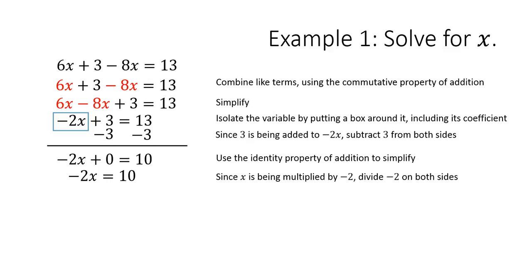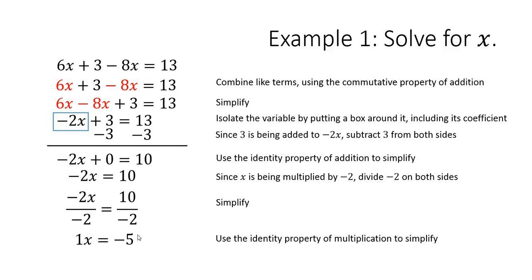And then since x is being multiplied by negative 2, in order to solve this equation for x, I need to divide negative 2 on both sides. And then from here, I'm going to simplify. Negative 2 divided by negative 2, that's a positive 1. And then x equals, and then 10 divided by negative 2 is negative 5. And then I'm going to use the identity property of multiplication to simplify, and that states that anytime you multiply by 1, it doesn't change it. So 1 times x is just going to be x. So x is equal to negative 5.